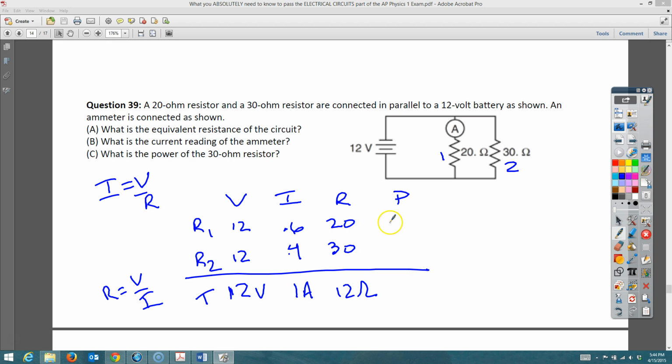12 times 0.6 is going to give us 7.2 watts. 12 times 0.4 is going to give us 4.8 watts. 8 plus 2 is 10. 7 plus 4 is 11. Plus 1 is 12. And so our total power here is 12 watts.